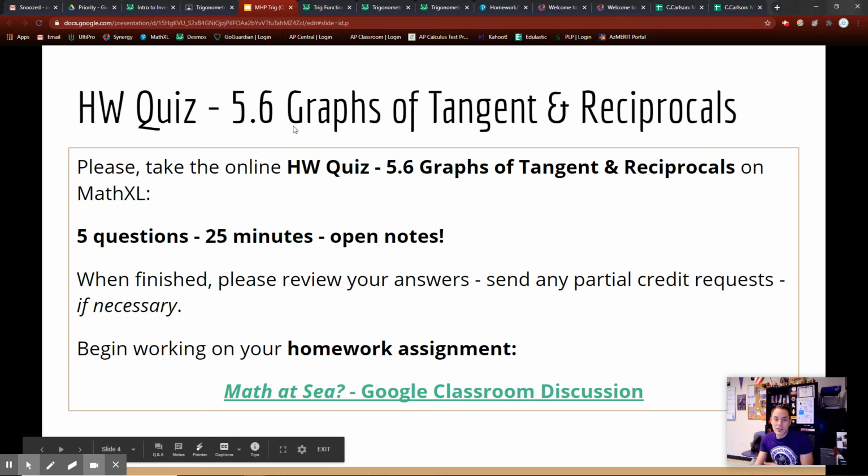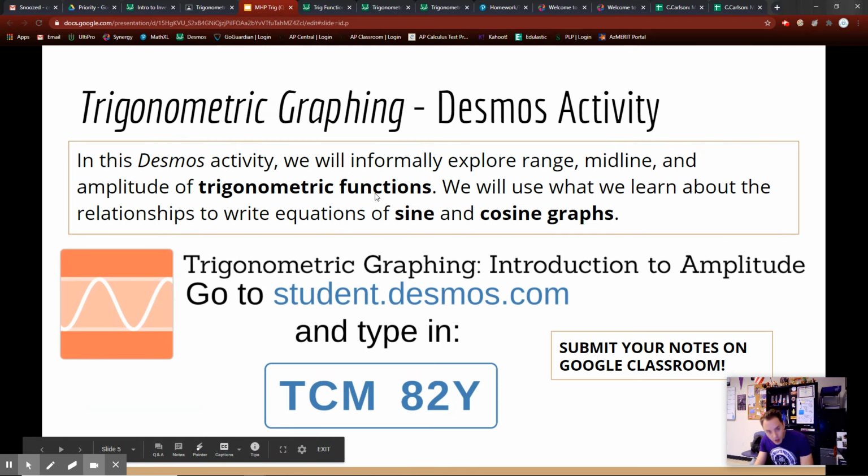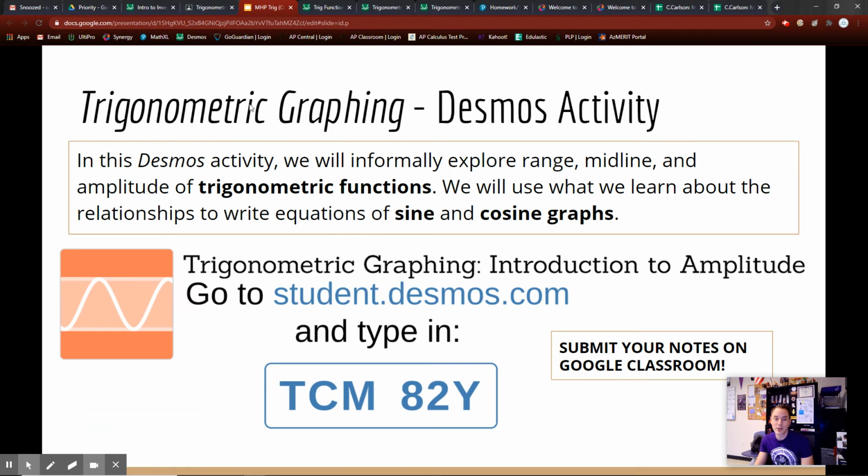Okay? So after you're done with the homework quiz, get started on the Desmos activity, the last Desmos activity for the week. So trigonometric graphing, it's really just basically exploring the range, the midline, and then the amplitude of trigonometric functions, just very informally looking at only sine and cosine graphs. So go to student.desmos.com, type in the code.